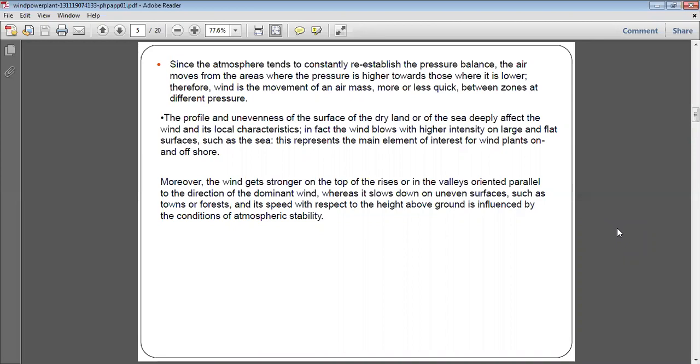Clear? Its speed, with respect to the height above the ground, is influenced by the conditions of atmospheric stability. So all these conditions affect the atmospheric stability of wind in that case.